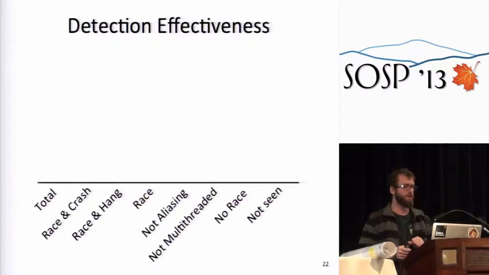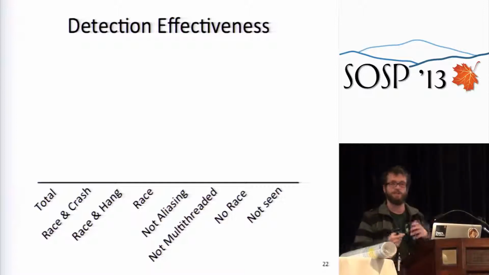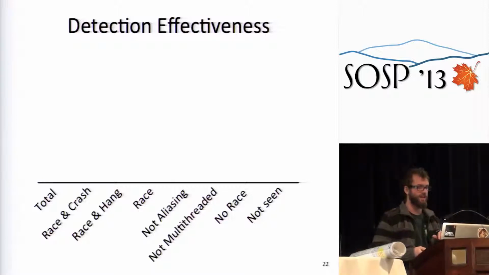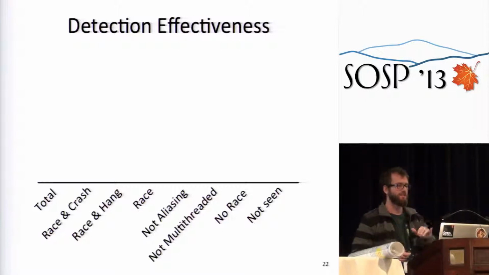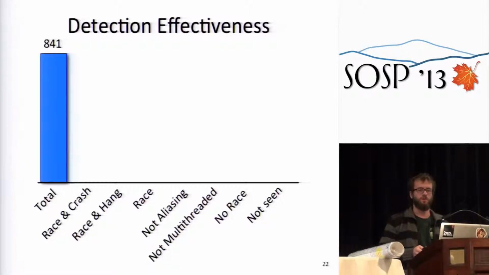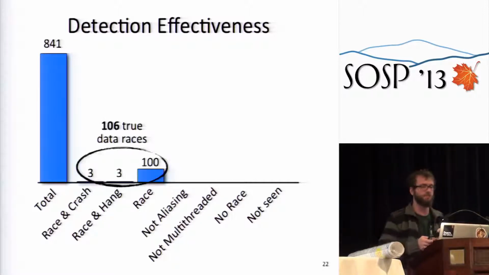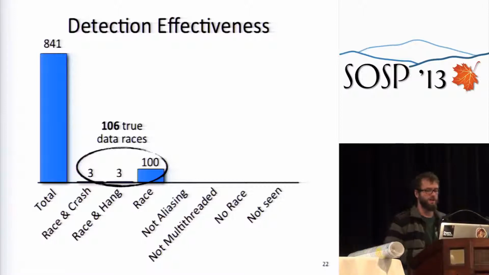Let's first have a look at the detection results. On the x-axis, we have the various tags that RaceMob assigned to statically detected data races, and on the y-axis, we see the total number for each tag. RaceMob's static data race detection phase detected a total of 841 potential data races across all the 10 systems. Out of these 841 races, 106 are true data races, which amount to 13% of all the detected potential races. 3 of these races caused a crash, and 3 of them caused a hang.